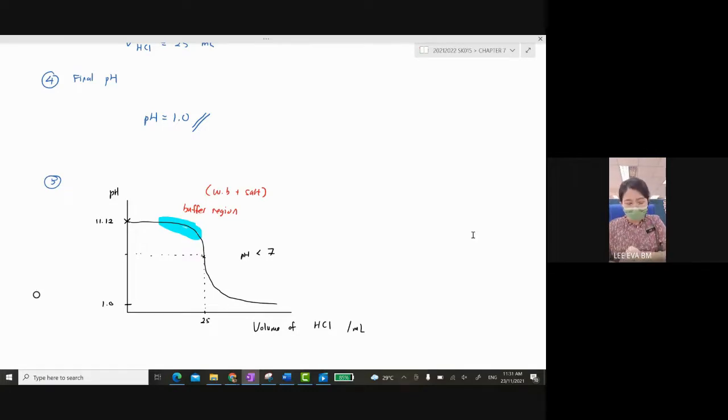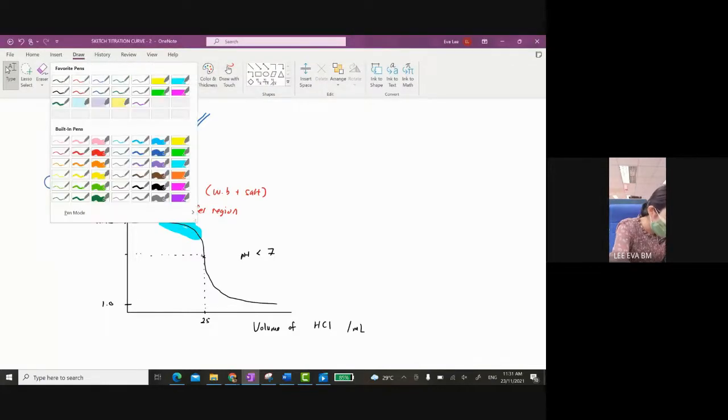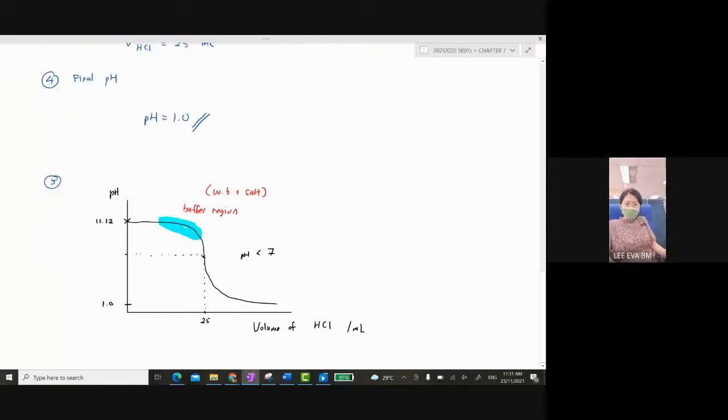Kalau Madam terlalu cepat, siapa yang tak boleh ikut boleh bagi tahu Madam. Yes, nak tanya lagi sekali yang kenapa buffer region tu dekat situ? Okay, kenapa buffer region dekat situ? Now Madam change another color to show you this one. Okay, so siapa yang tanya?